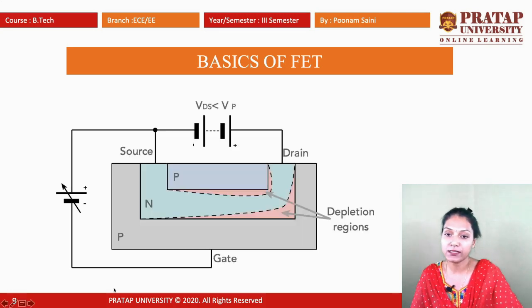You can see that this is the source, this is the drain, and this is P, this is N, this is P. So this is P and P, and this is the gate. These are the depletion regions. This red point is the depletion region, you can see that.